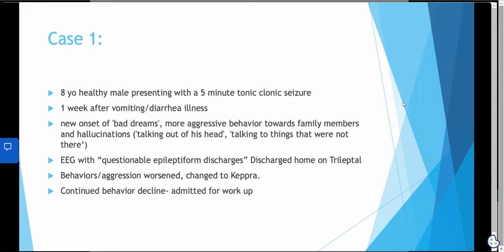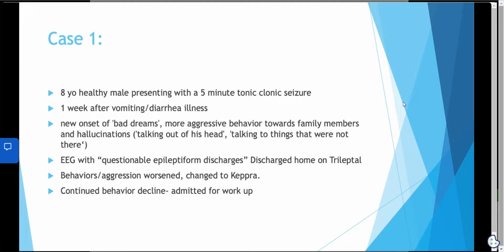He also was more aggressive, which was not his nature at all, with really aggressive behavior towards his family members. And then he started hallucinating. Mom described him as just talking out of his head, talking nonsense, talking to things that weren't there. He was taken to an outside emergency room when he had the seizure, with an EEG that showed some questionable epileptiform discharges, and he was discharged home on Trileptal for new seizure disorder, which he had followed with neurology.